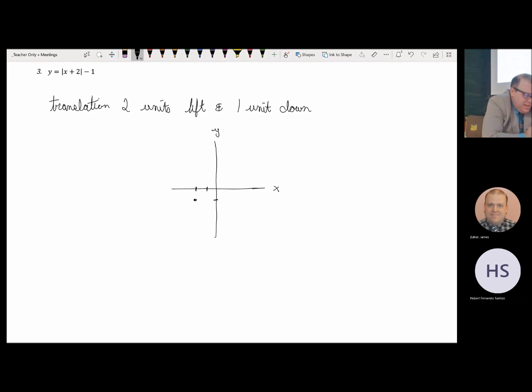Where's it going to cross the x? It'll cross at -1 and -3. And where's it going to cross the y? X is 0, so yeah, it'd be 1.